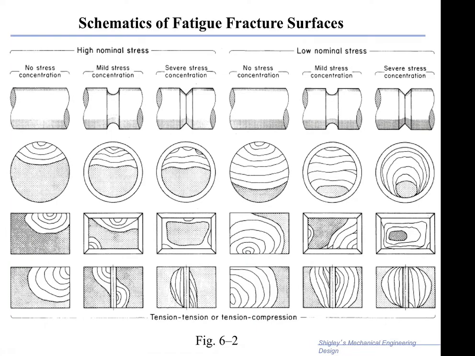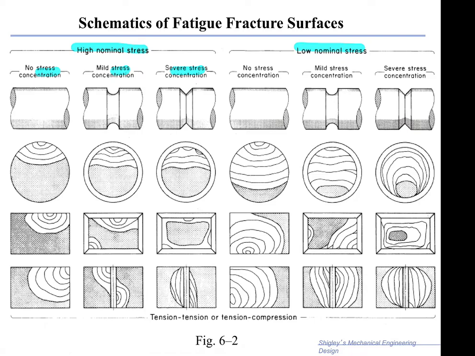And let's see, as an engineer, how can you tell that there's fatigue failure? In these types of illustrations, we see three different kinds of components. One with no stress concentration, the other with mild stress concentration, and the third with severe stress concentrations. The same is repeated on the right. This is under high normal stress, and on the right under low normal stress.